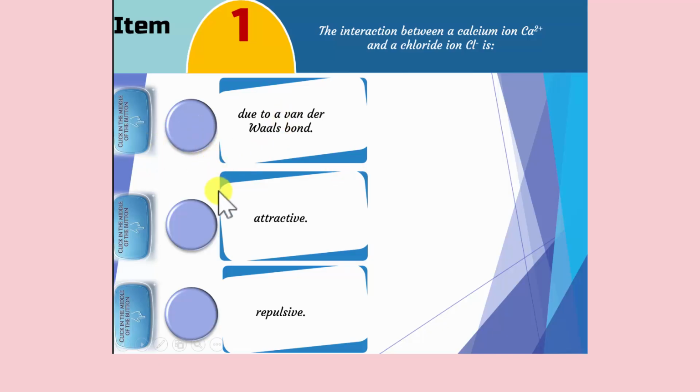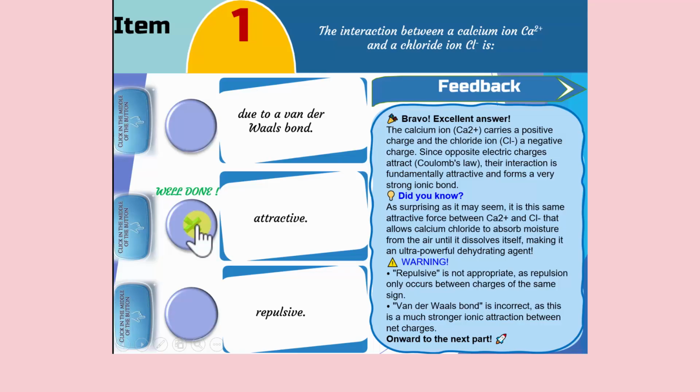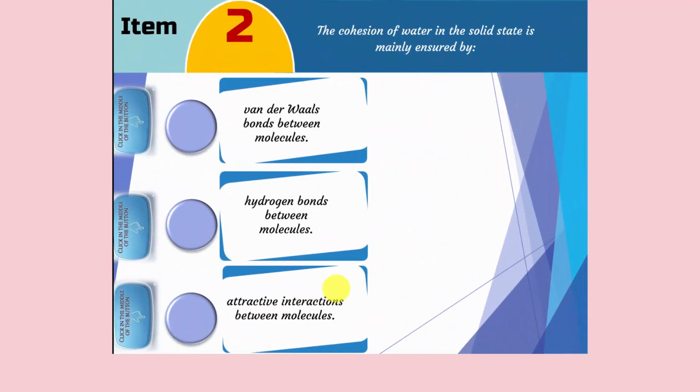The correct answer is attractive. A calcium ion, Ca2+, has a positive charge, while a chloride ion, Cl-, has a negative charge. Under Coulomb's law, opposite charges attract, creating the strong electrostatic interaction known as an ionic bond. Repulsive would only apply to charges with the same sign, and a van der Waals bond would not accurately describe this interaction. This same attraction also helps calcium chloride draw moisture from the air, which is why it is such a powerful dehydrating agent.